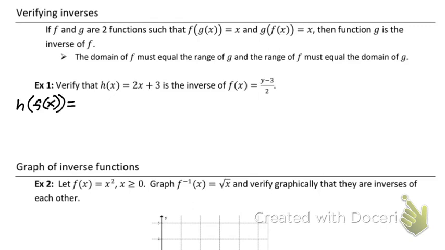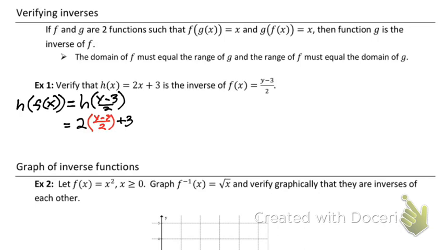Now remember, all we're trying to do is h of whatever f of x is. So that is y minus 3 over 2. If I plug that in for h, we are going to have 2 times that y minus 3 over 2 plus 3.